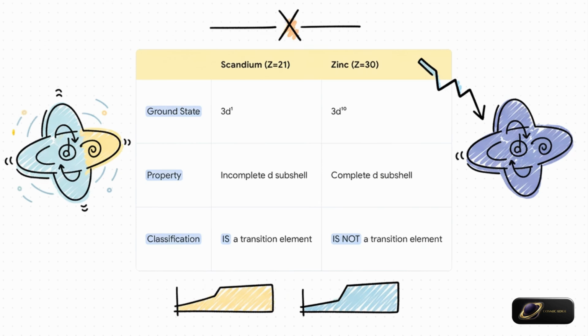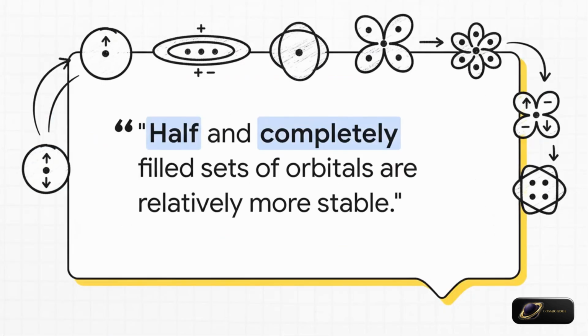But then you go all the way to the other side to zinc. Its d orbital is totally full, 10 out of 10 electrons. So by that strict definition, zinc doesn't actually count as a transition element. Kind of weird, right? Now, here's a little rule of thumb in chemistry that you absolutely have to know.